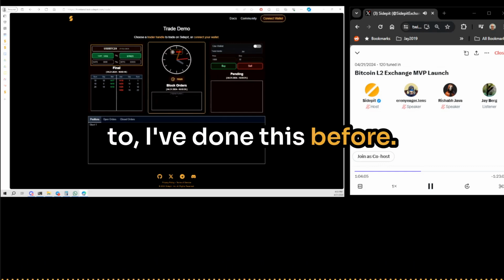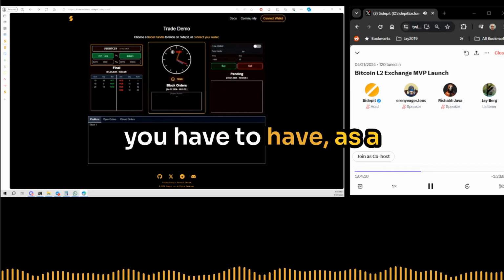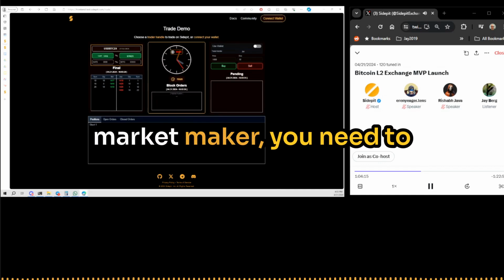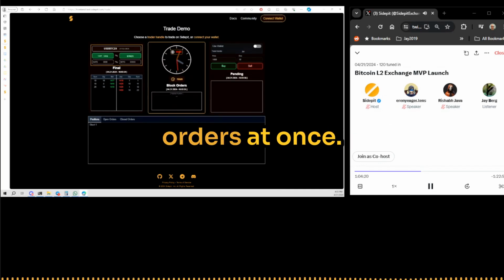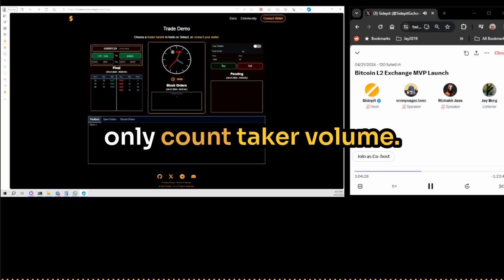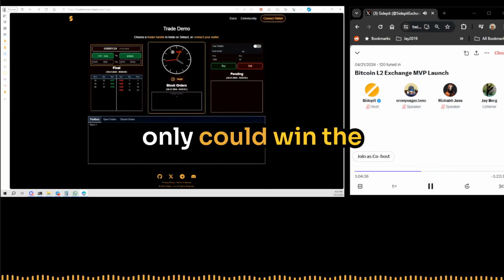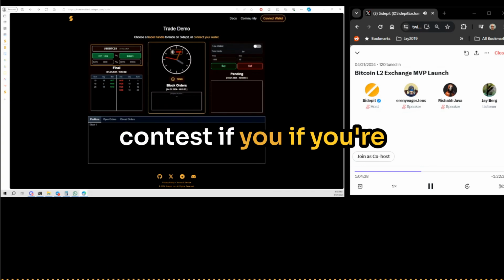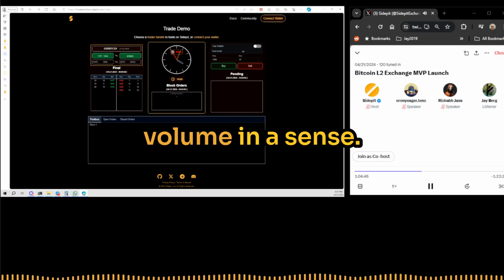I've done this before. In order for market making to work correctly, as a market maker, you need to enable high margin, right? At least 4 to 8 orders at once. And so the way BitMEX does this is they say we only count taker volume. You can only win the contest based on your taker volume, not your maker volume, in a sense.